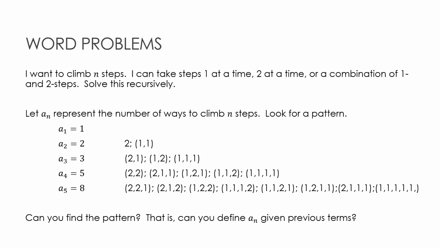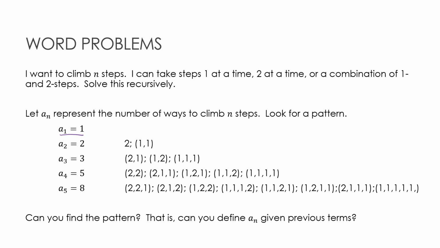Let's take a look at a word problem that we can solve using a recursive function. So I want to climb n stairs. I can take steps 1 at a time, 2 at a time, or a combination of 1 and 2 steps, and I want to solve it recursively. So let's let a sub n represent the number of ways to climb n steps. If I'm looking at 1 stair, obviously there's just one way to do it. I step on that stair.